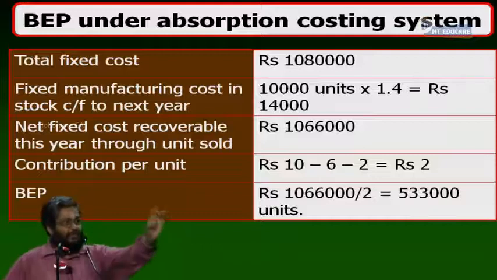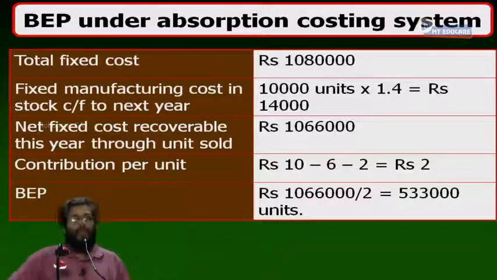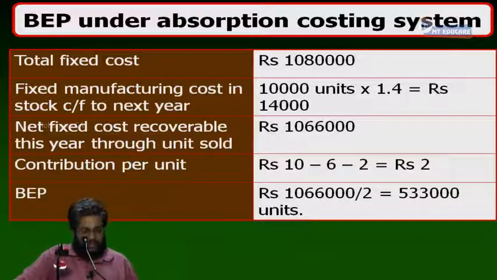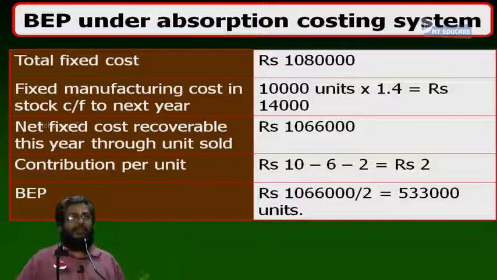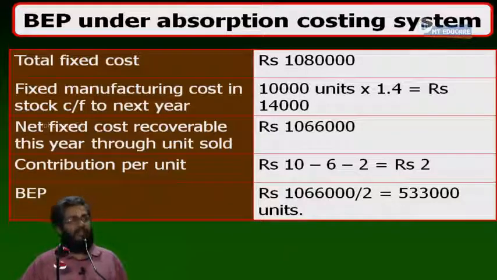Now, second branch. BEP is equal to total fixed cost plus fixed cost in net opening stock, divided by contribution per unit.